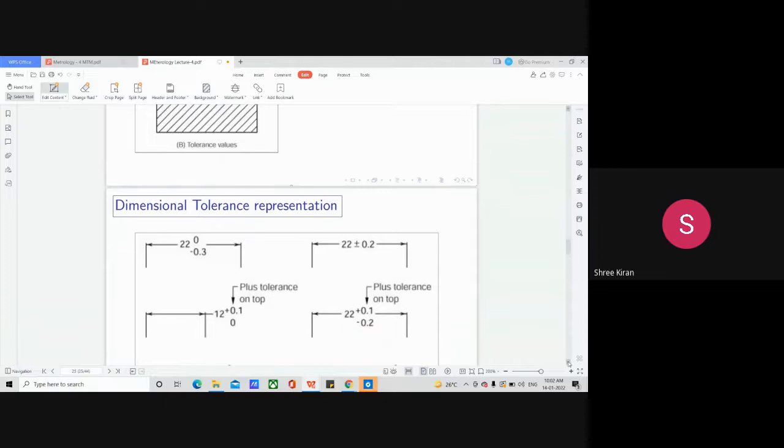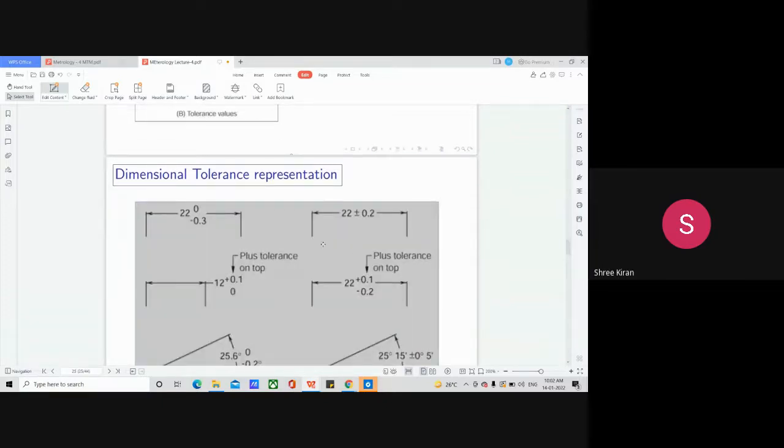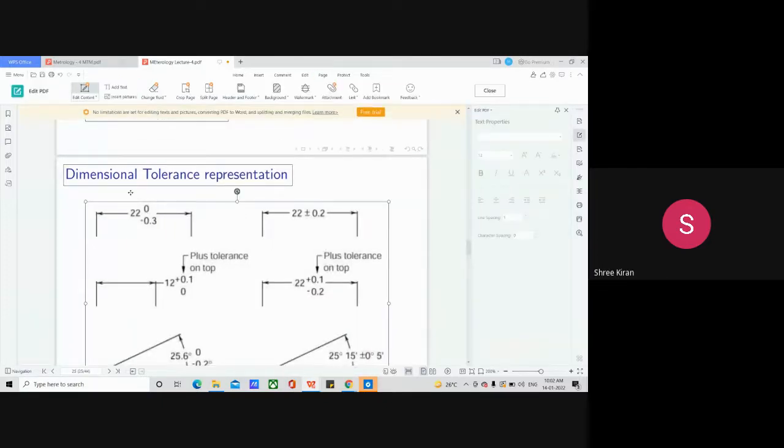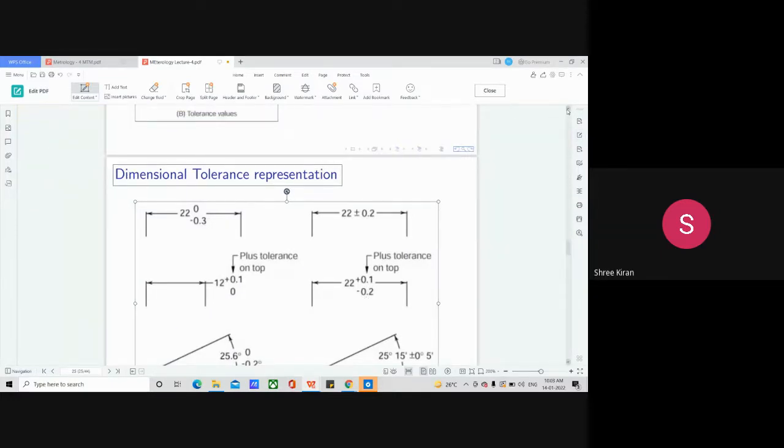For example, you see here, what we are saying is dimensional tolerance representation. Like you see 22 plus or minus 0.3, and here it is 12 plus or minus 0. There's a plus tolerance on top, 0.1, minus 0.02. So these are the various tolerance representations.